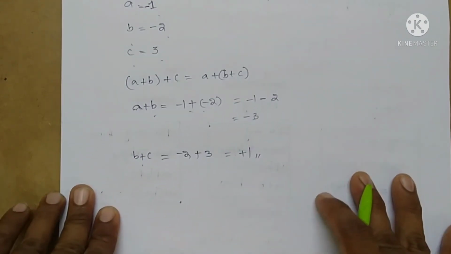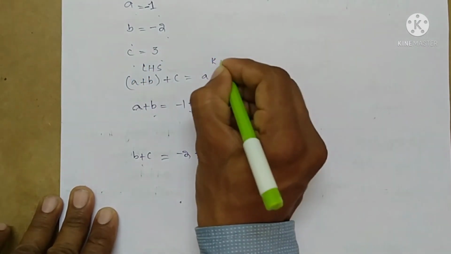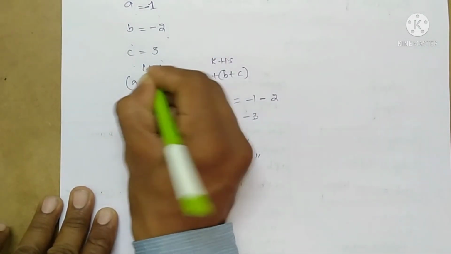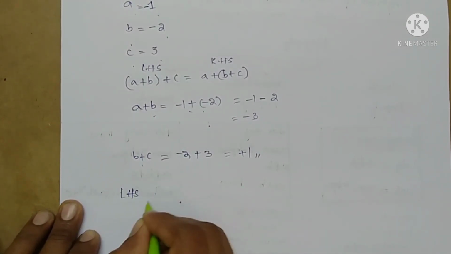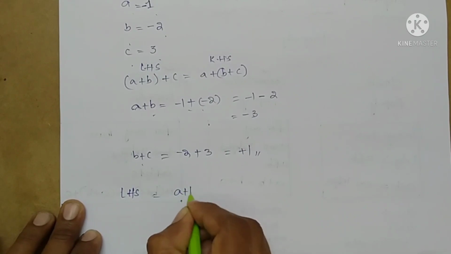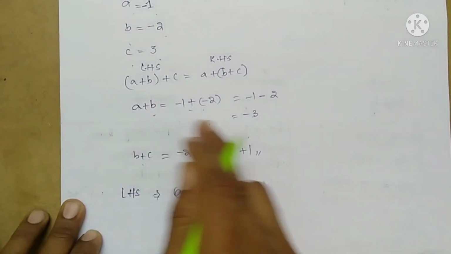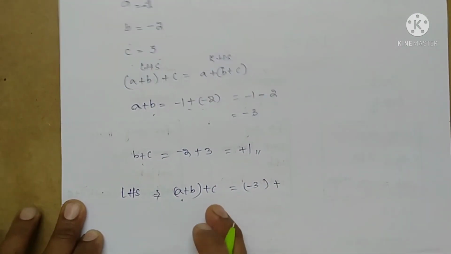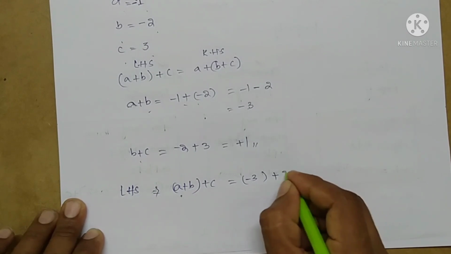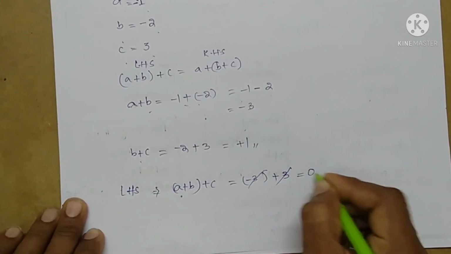Okay, so this is LHS, this is RHS. So from the LHS side, a plus b plus c is equal to, here a plus b is minus 3, right? Minus 3 plus c is equal to 3. So plus 3 minus 3, both are cancelled, the resultant is 0.